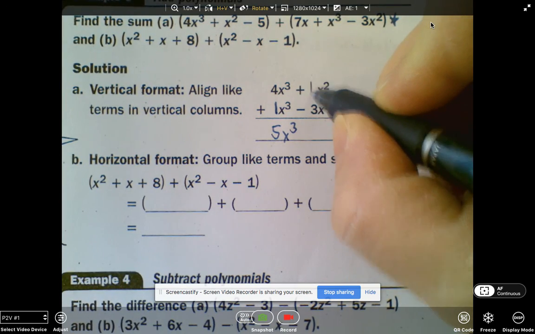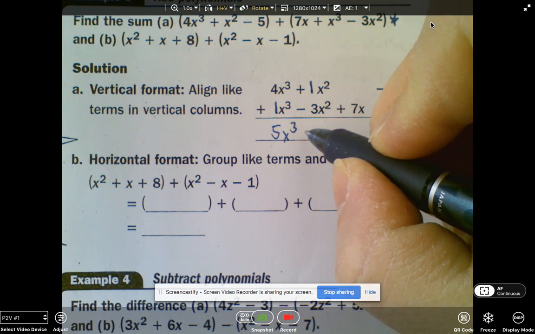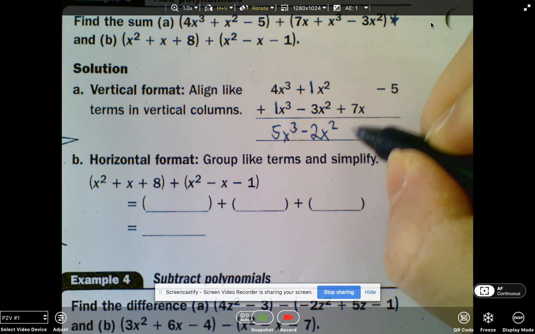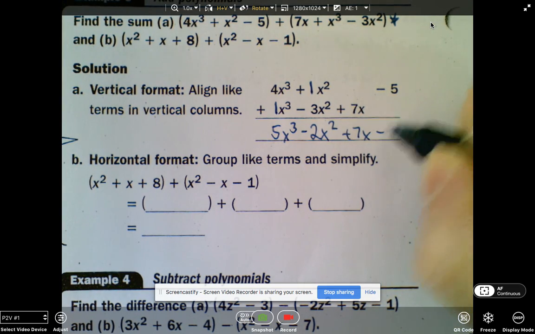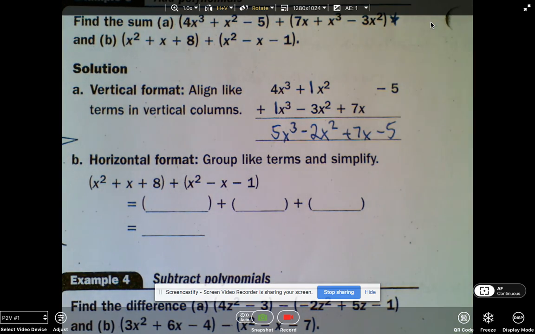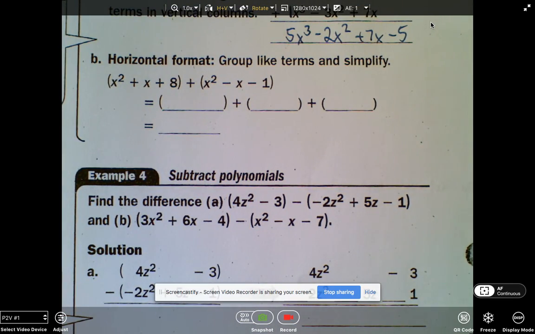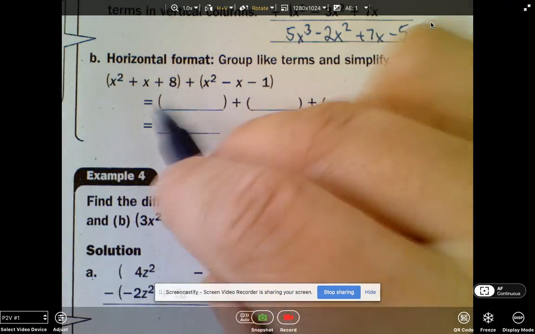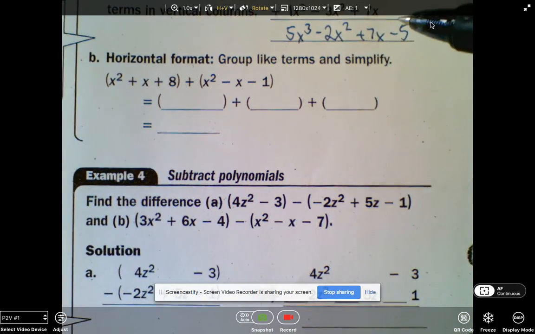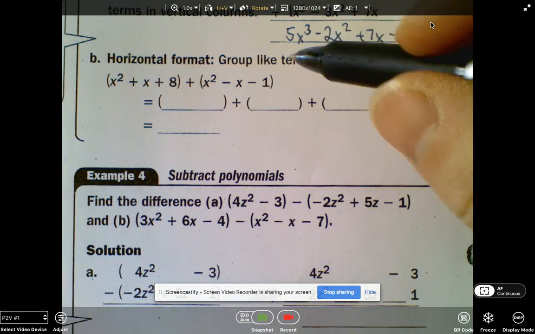This would be assumed 1 there, so 1 plus negative 3 is negative 2x squared, plus 7x, and then minus 5. All right, let's do the next one. This one, horizontal format. If you'd like to combine terms this way, they are in the correct order.